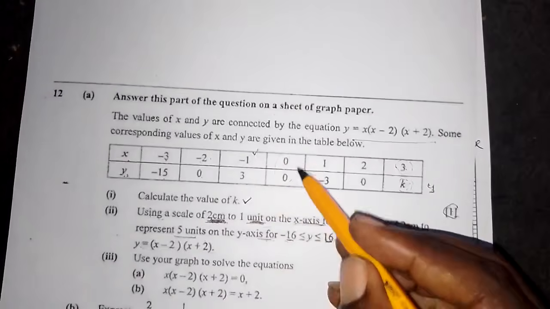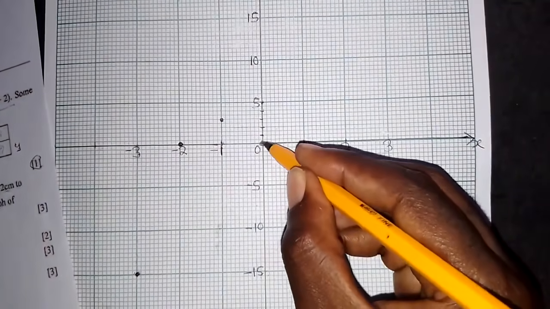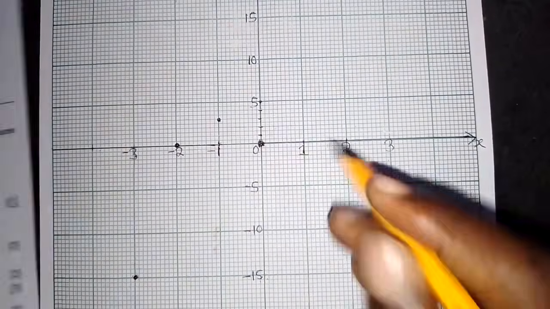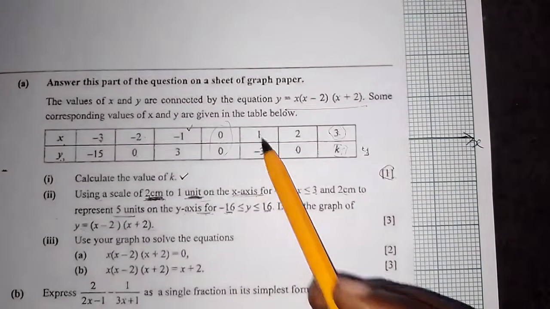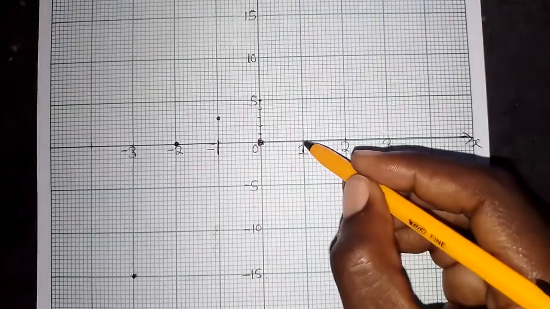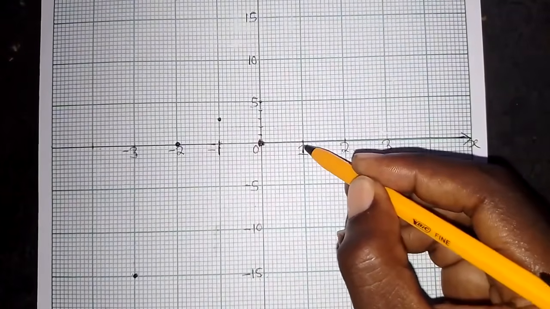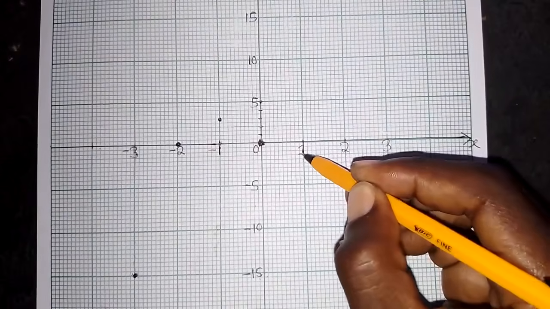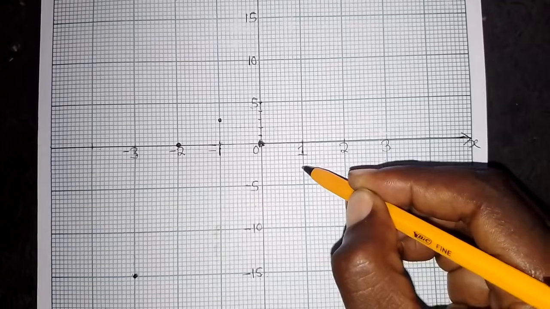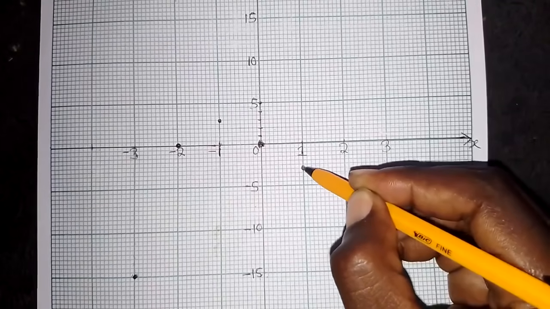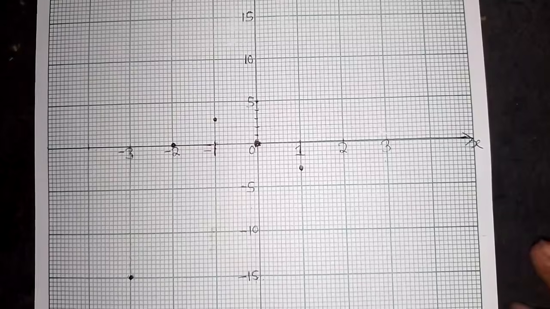0 comma 0, we know it. This one, everyone is able to do. We move to the next one. What's the next one? 1 comma negative 3. 1 here, comma negative 3. So you start counting here. 1, 2, 3. So negative 3 is here. Have you seen where negative 3 is? This is what you are supposed to do.